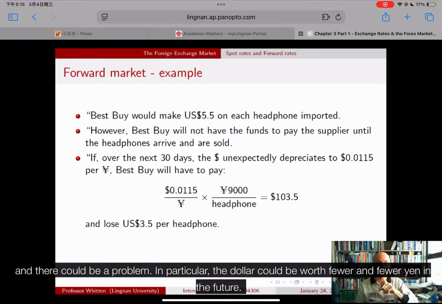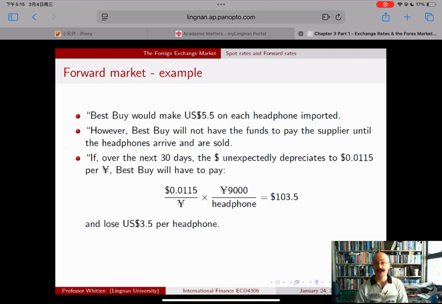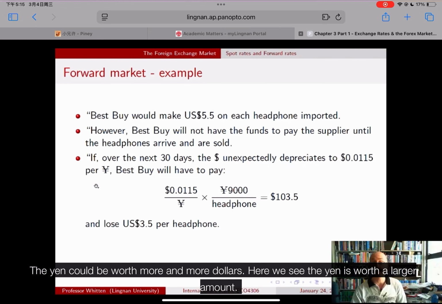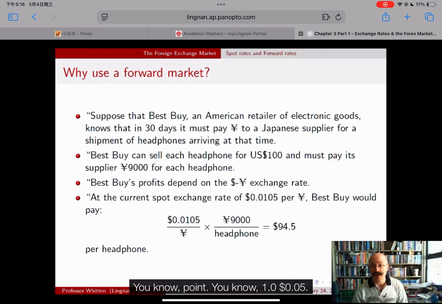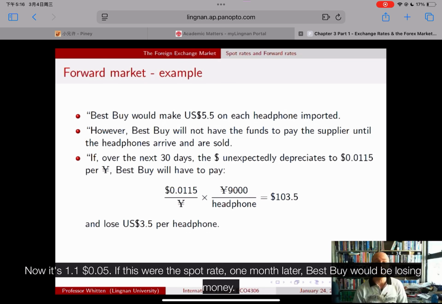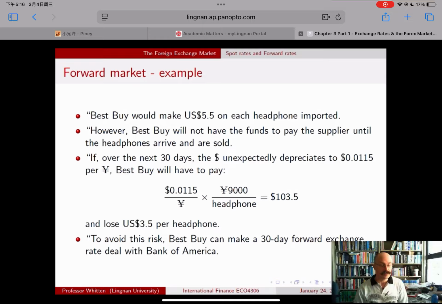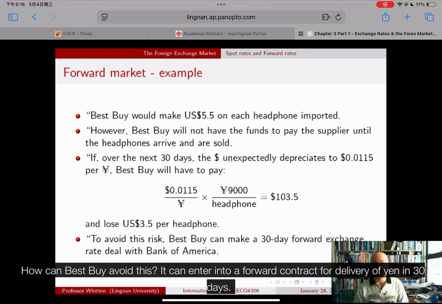In particular, the dollar could be worth fewer and fewer yen in the future. The yen could be worth more and more dollars. Here we see the yen is worth a larger amount. Yen used to be 1.05 cents. Now it's 1.15 cents. If this were the spot rate 1 month later, Best Buy would be losing money. How can Best Buy avoid this?